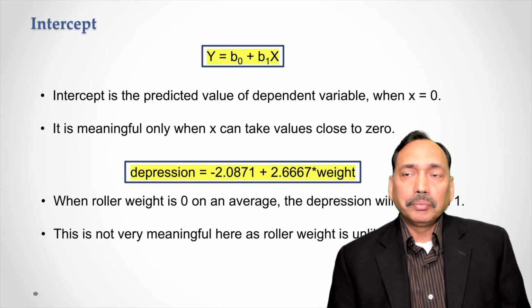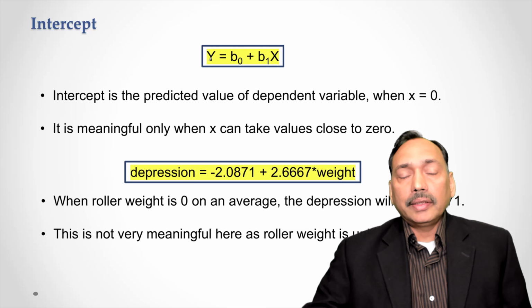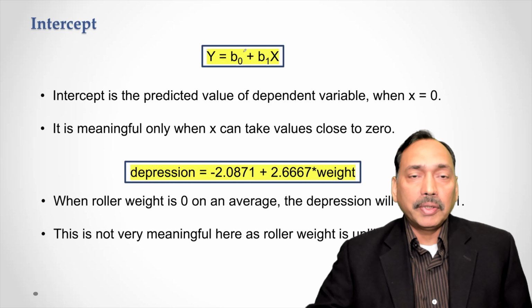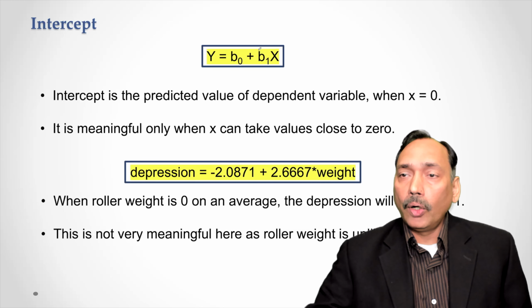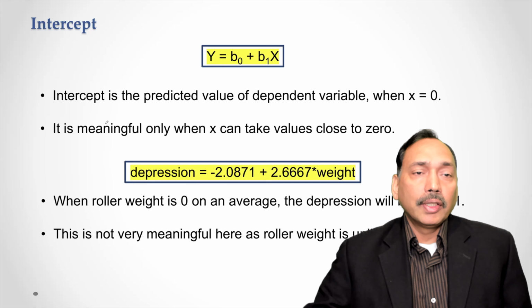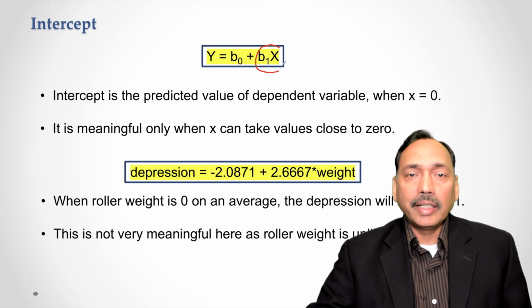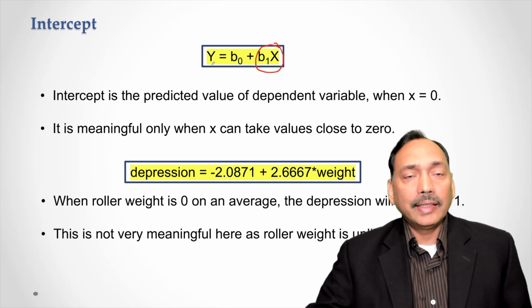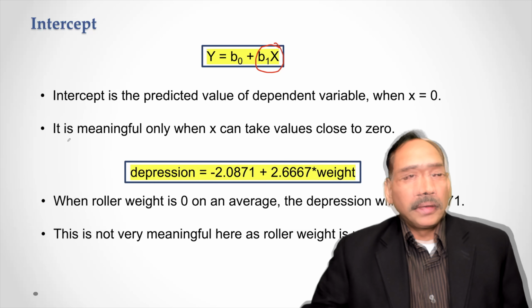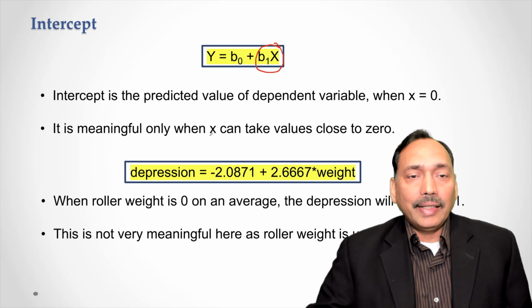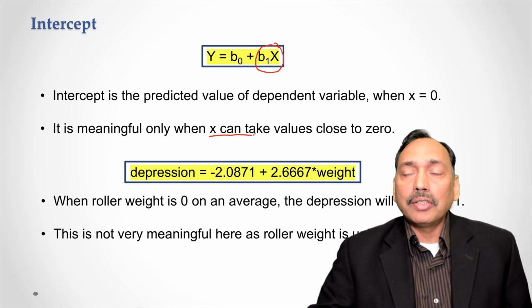Now, what is the meaning of intercept. So if we have an equation like this where y equals b0, estimate of intercept, plus b1, estimate of slope, times x. So intercept is the predicted value of dependent variable when x equals 0. If we replace x by 0, this whole term becomes 0, and then we have y equals b0. But one thing to remember is that it is only meaningful when x can actually take values close to 0.